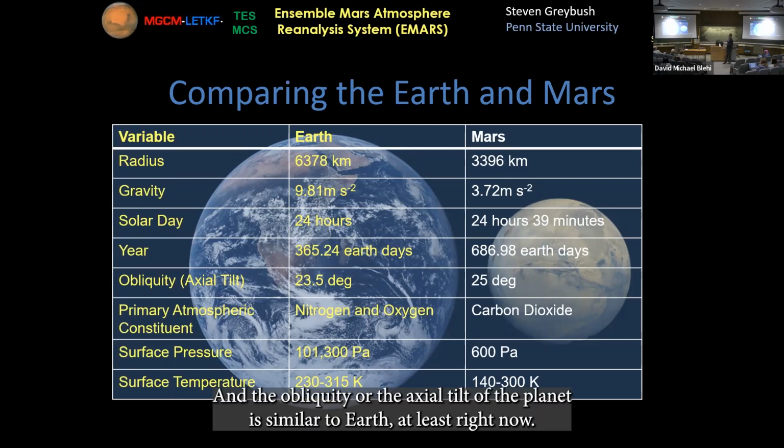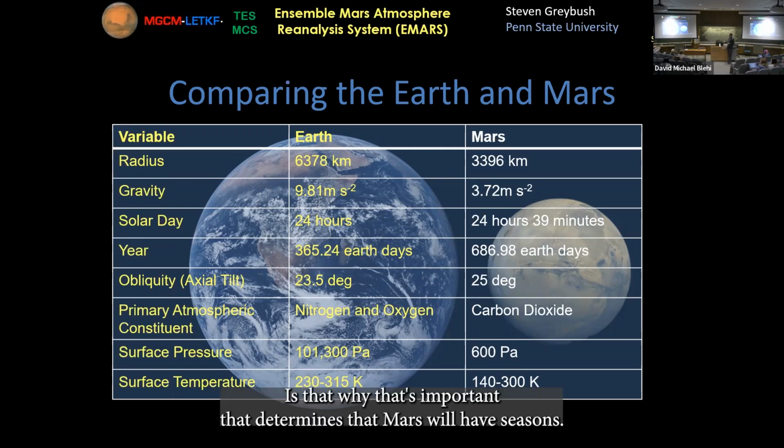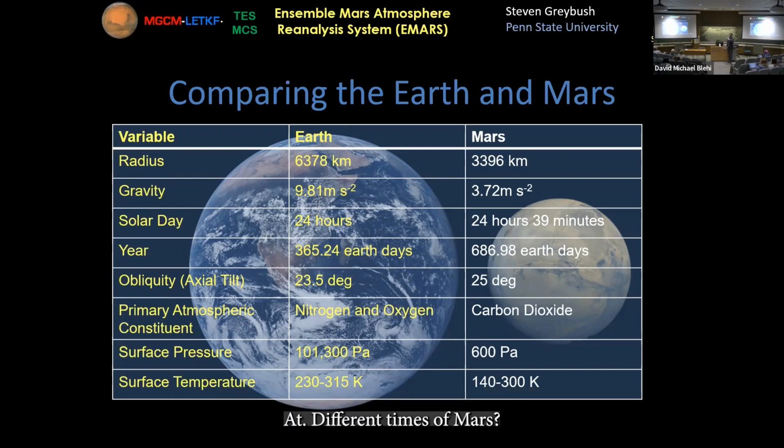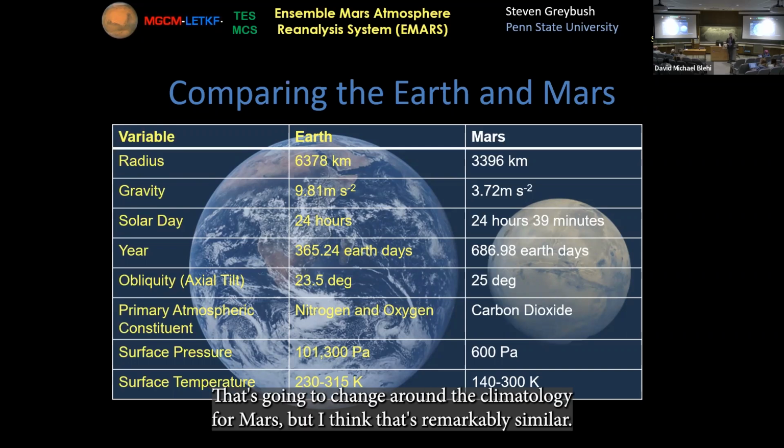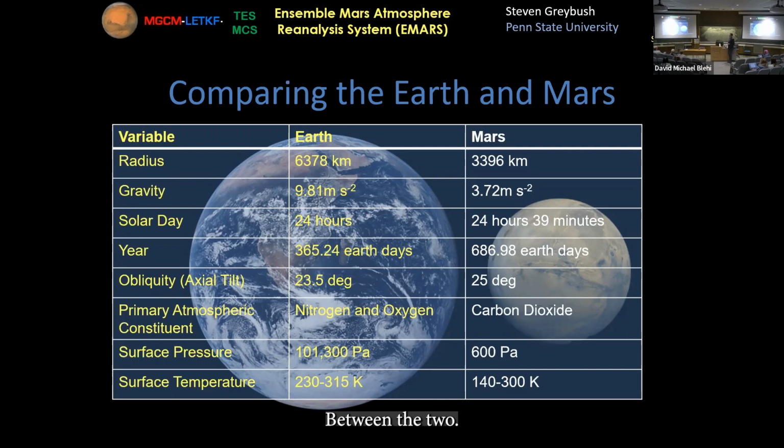And the obliquity, or the axial tilt, of the planet is similar to Earth's, at least right now. Why that's important is that it determines that Mars will have seasons. At different times in Mars's past, that axial tilt may have been more extreme or less extreme. That's going to change the climatology for Mars, but I think it's remarkably similar between the two.